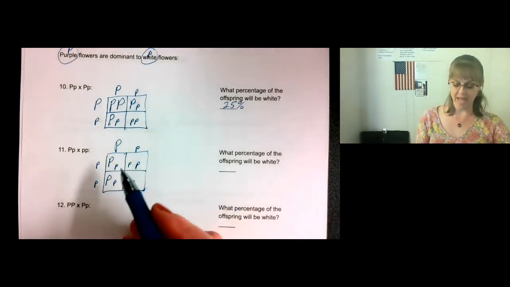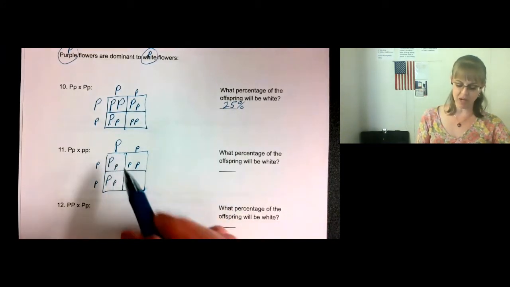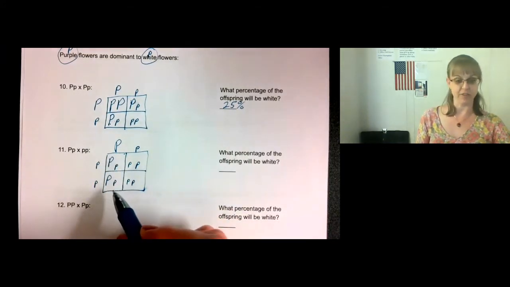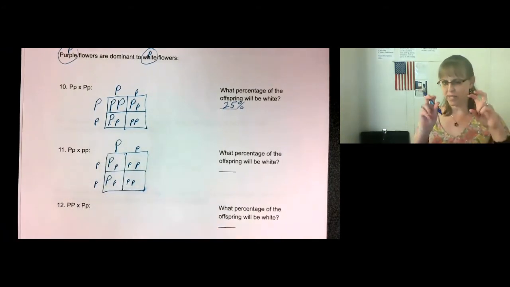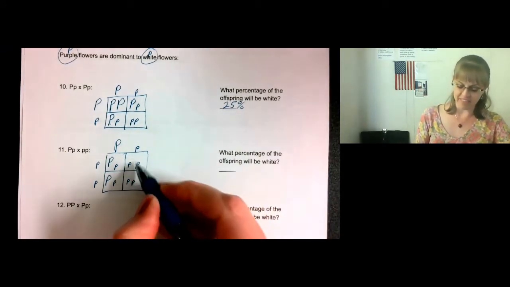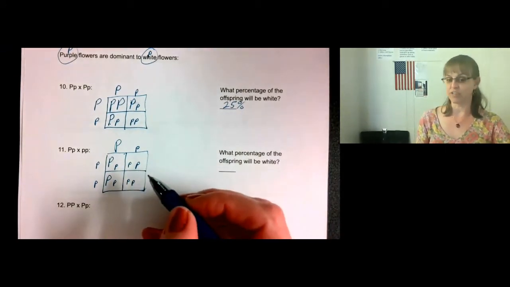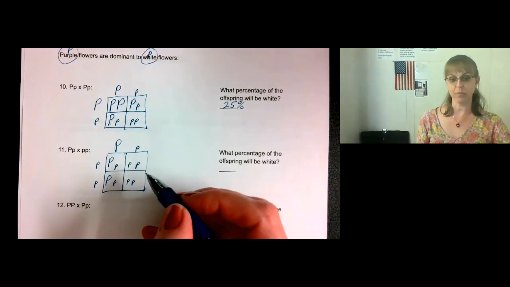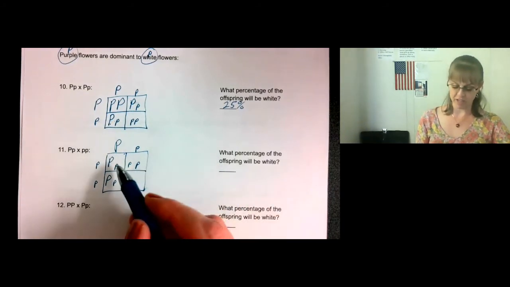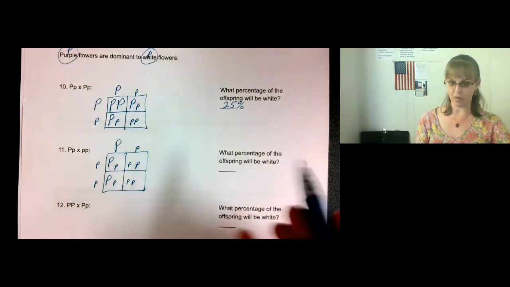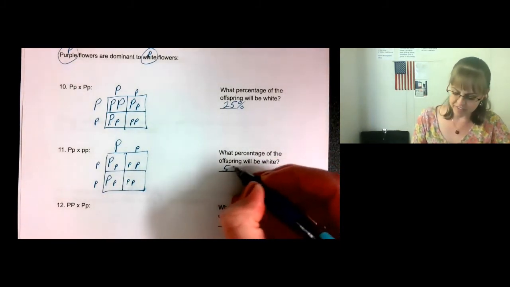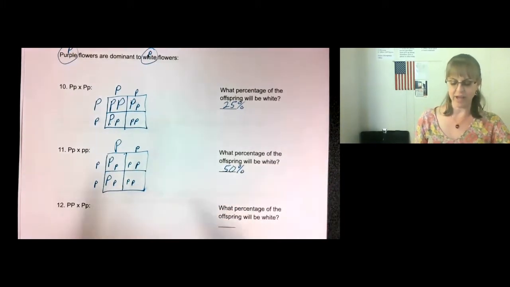So out of the offspring, we have a capital lower and a capital lower. These are both hybrids, but they will appear purple because the dominant gene wins. Then these 2 have all recessive genes, so they will be white. So we have 2 quarters are purple, 2 quarters are white. Oh, so we have 50% white offspring. Pretty cool, huh?